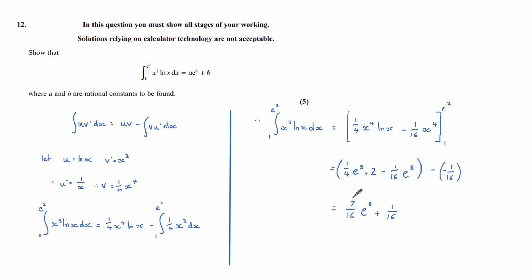Simplifying this, we've got 7/16 e to the 8 minus 1/16 is plus 1/16. So my a is 7/16 and my b is 1/16.